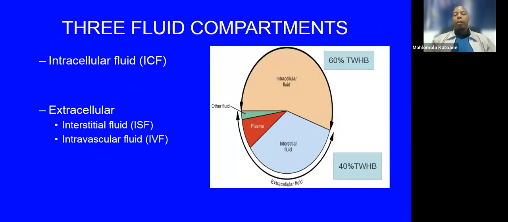So let us remember that there are three fluid compartments, but basically there are two. There is intracellular fluid, which is comprised of 60% of total human body water, and the extracellular fluid, which is subdivided into interstitial fluid and intravascular fluid.